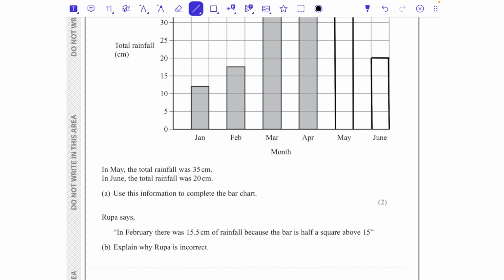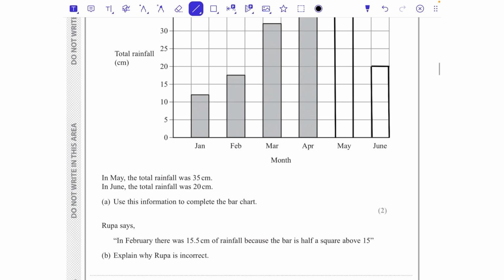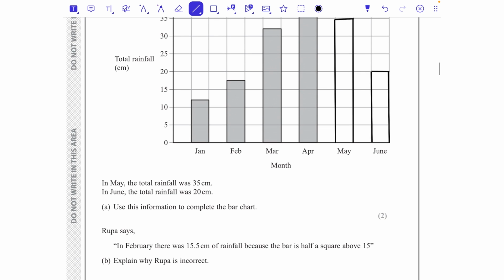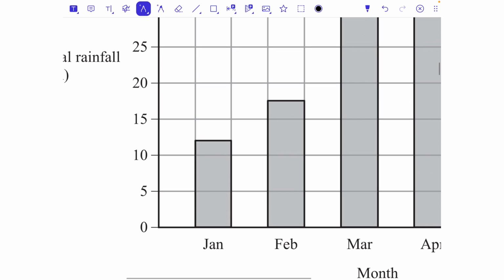Rupert says, in February there was 15.5 centimetres of rainfall because the bar is half a square over 15. Explain why Rupert is incorrect. So Rupert is talking about this bar here and saying that that is 15.5. But each square is not going up by 1, it's going up by 5. So half a square is not half, it's actually half of 5, which is 2.5.